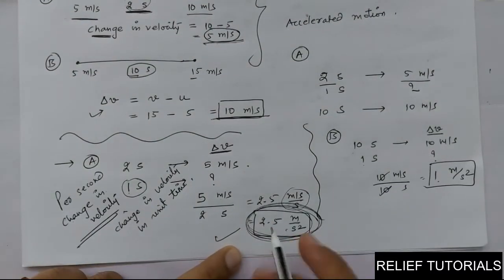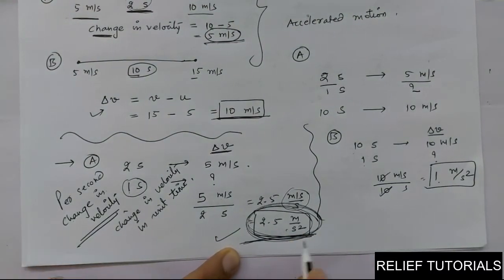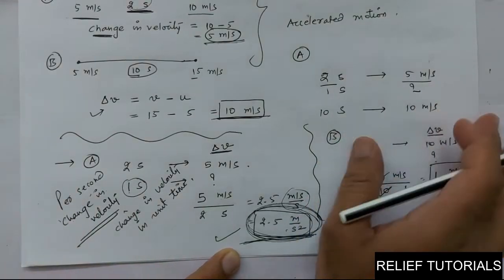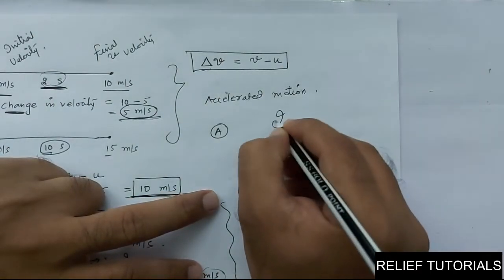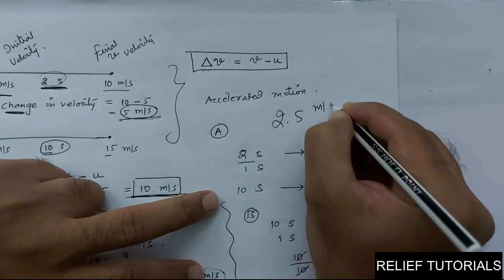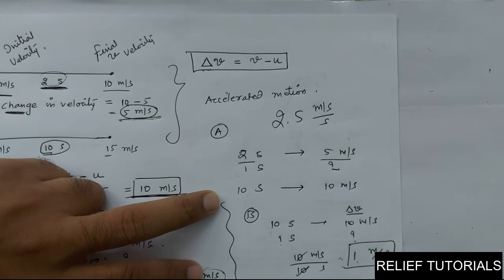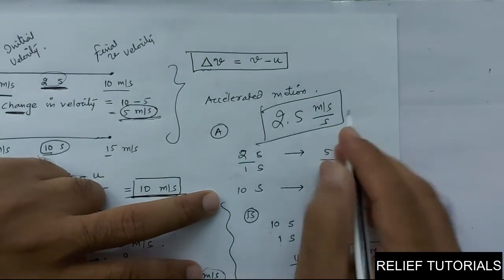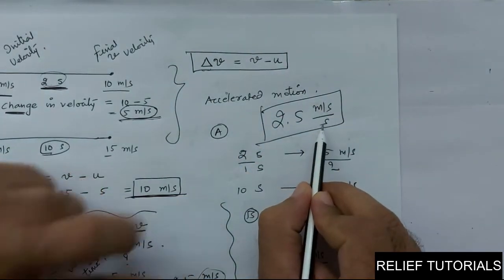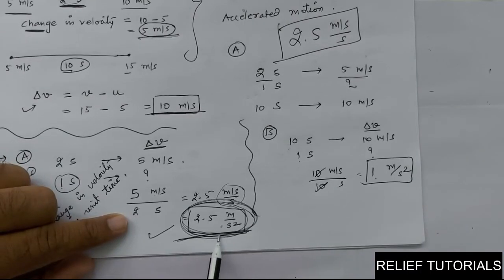So this answer, 2.5 meter per second square. What exactly have we found here? We have found the per second change in velocity. So what is our answer actually? Carefully look at this. The answer was 2.5 meter per second per second. This was the original answer, but we cannot write the unit in this manner, so we have changed the unit to meter per second square.